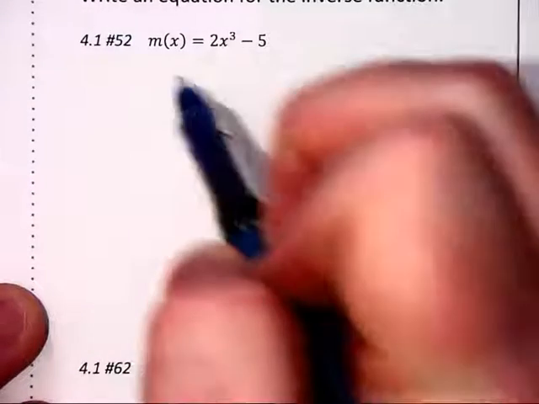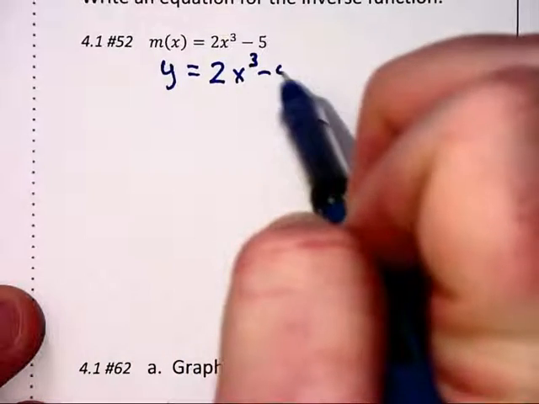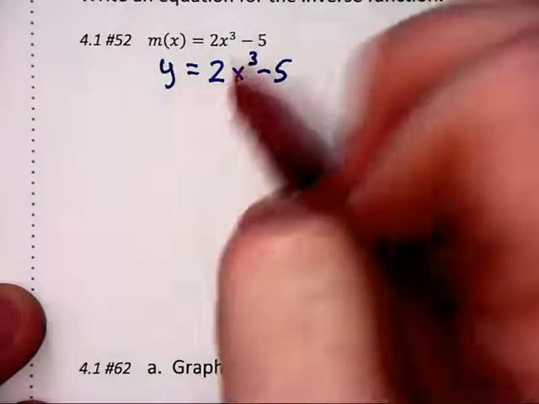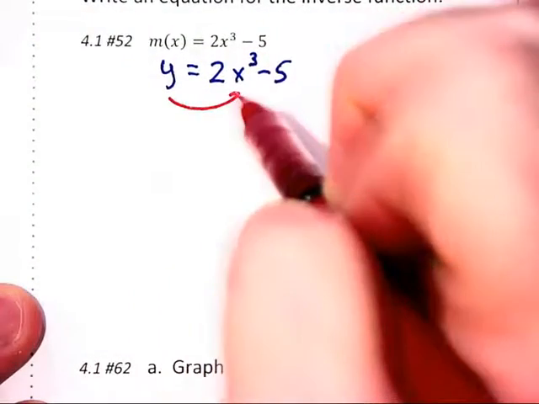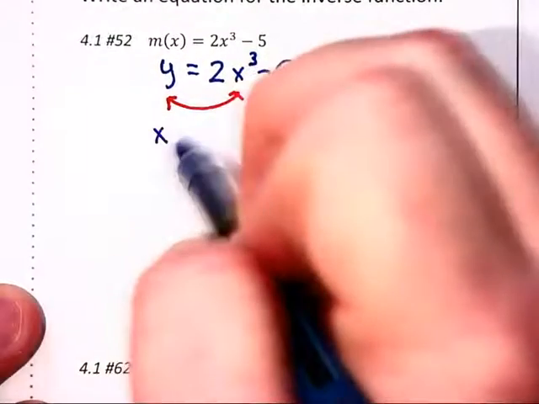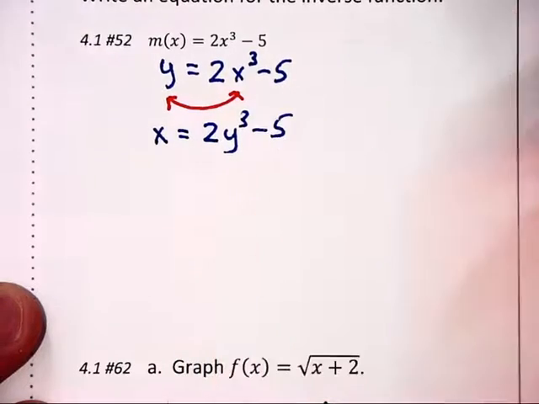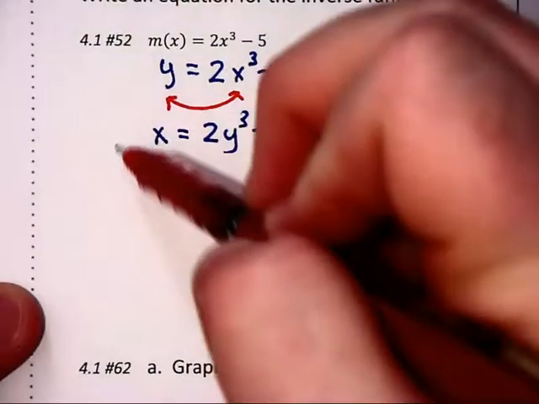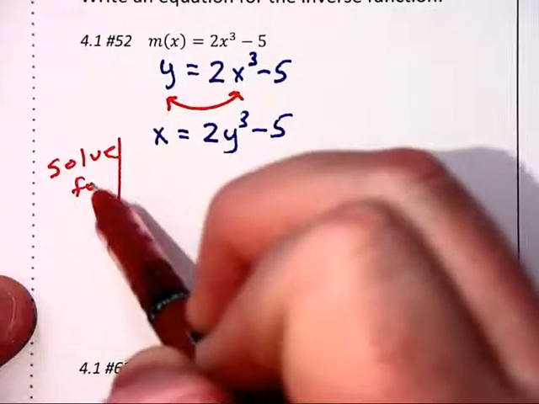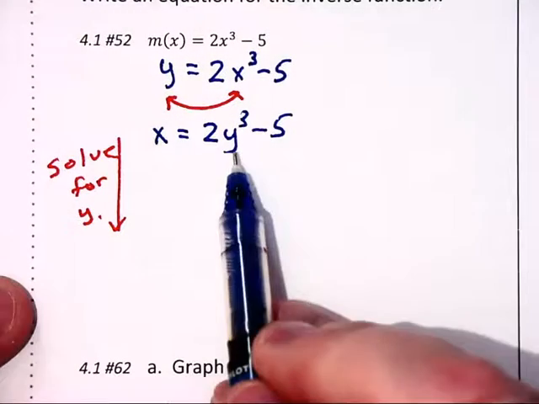We have y equals 2x cubed minus 5. I changed the m of x into a y. Now I'm going to switch the x and the y. That will give us x is equal to 2y cubed minus 5. Now our goal from here on out is to solve for the new y after we've done that switch. So we want to get the y by itself.